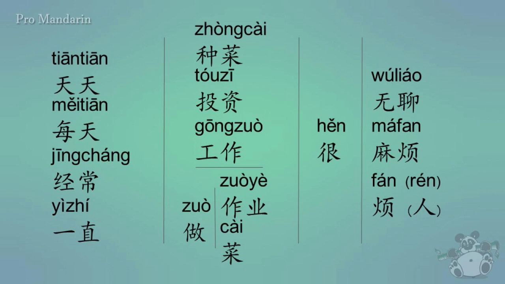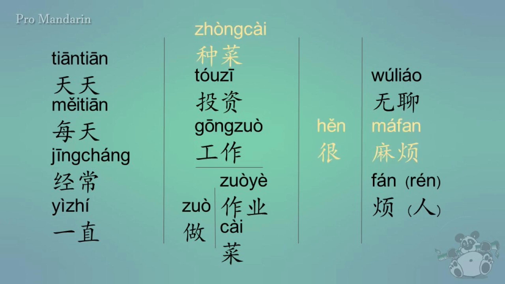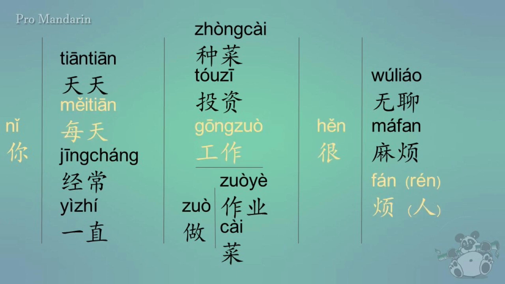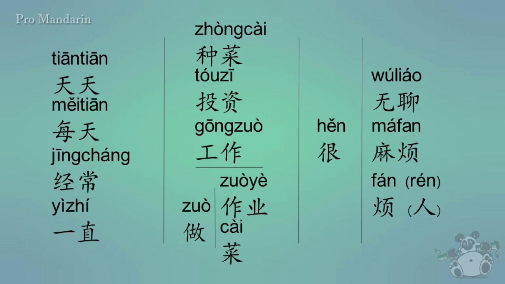How would you say gardening is a pain, or it's a lot of work? 种菜很麻烦. Alright, last one before we finish up today's lesson. How would you say it's annoying that you work every day? And we're going to use 每天 for this one. 你每天工作很烦人.